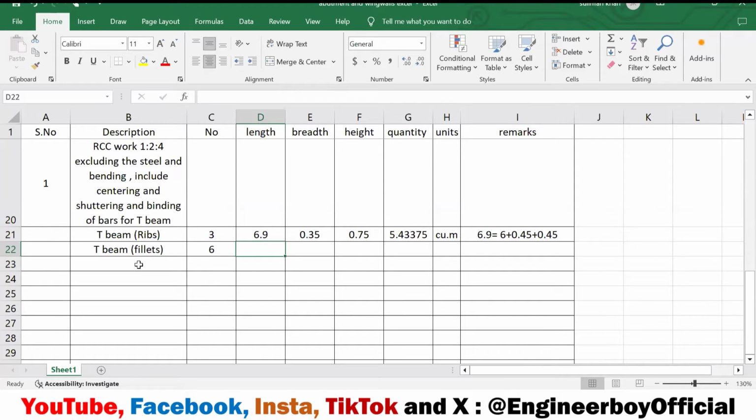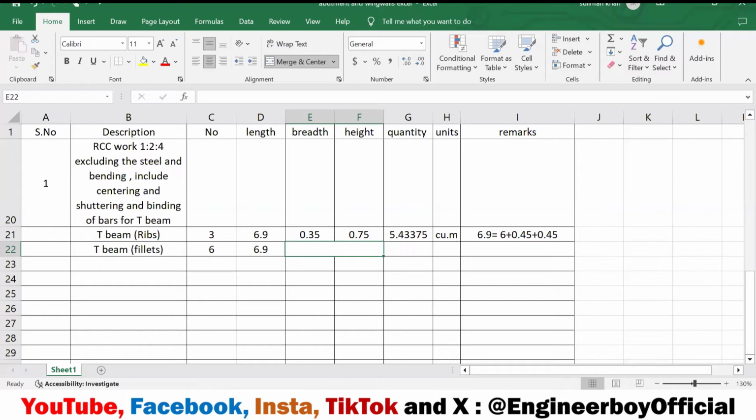The length for the T-beams fillet is going to be the same, because this is just, of course, running along the length, okay? Very simple. However, the breadth and height, now the breadth and height, this is actually the cross-sectional area. So it means we have to put cross-sectional area in the same cell, maybe. You can say we're here. I can even merge this, no problem.